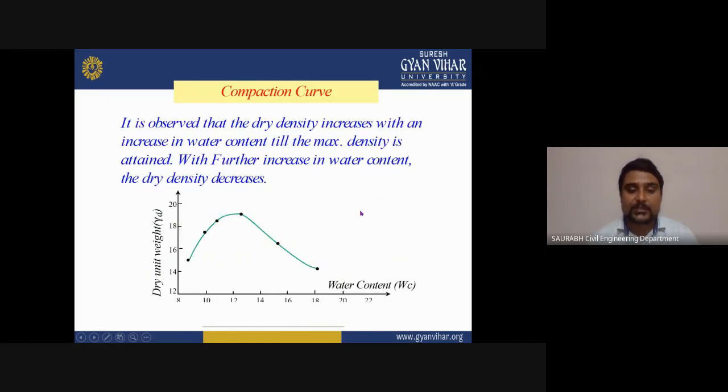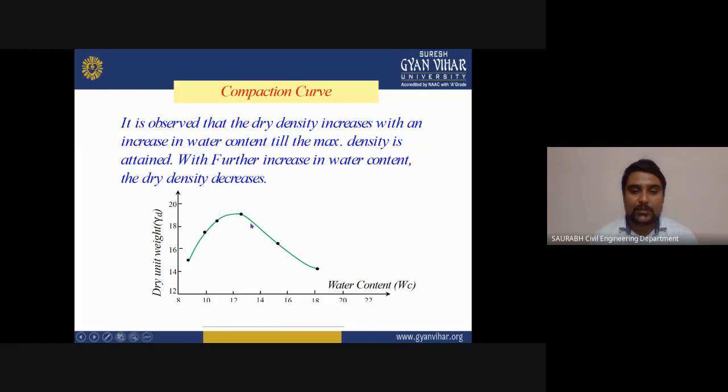As you can see here, that is your compaction curve, which is showing the value of compaction of a soil. It is observed that the dry density increases with an increase in the water content till the maximum density is attained. With further increase in the water content, the dry density decreases.